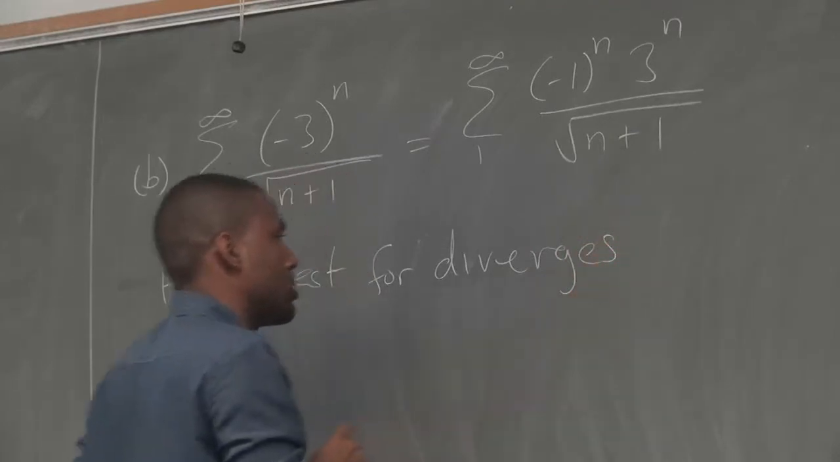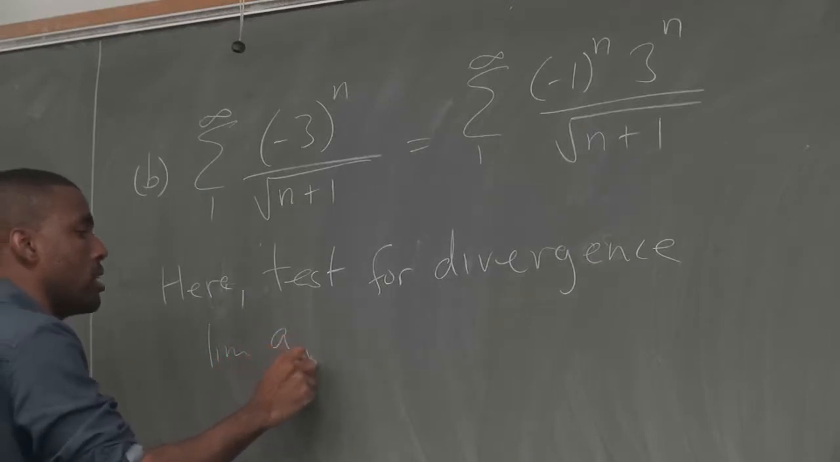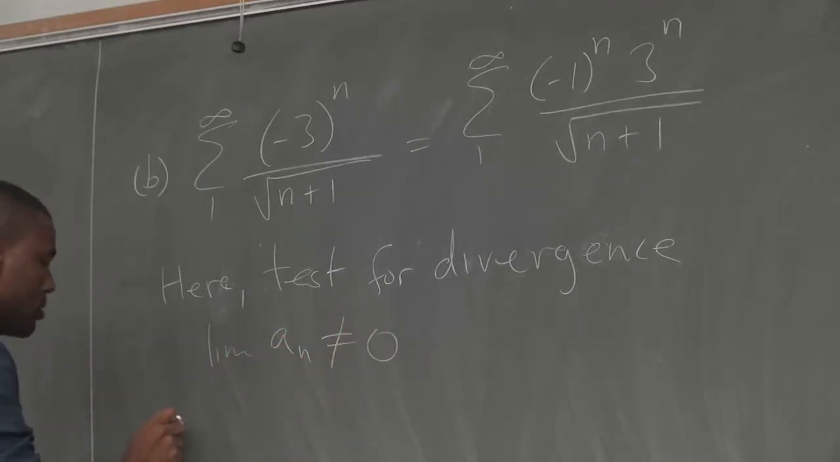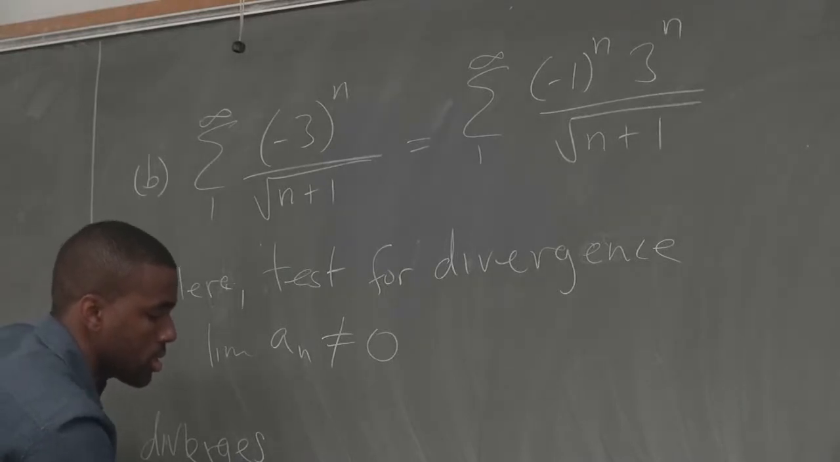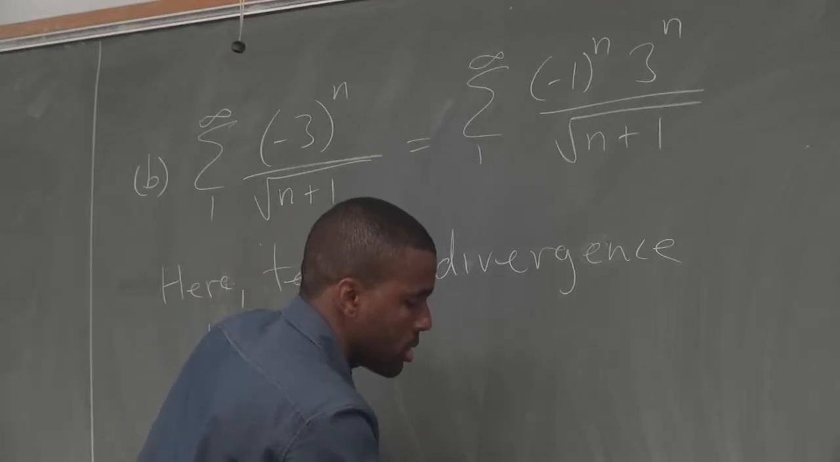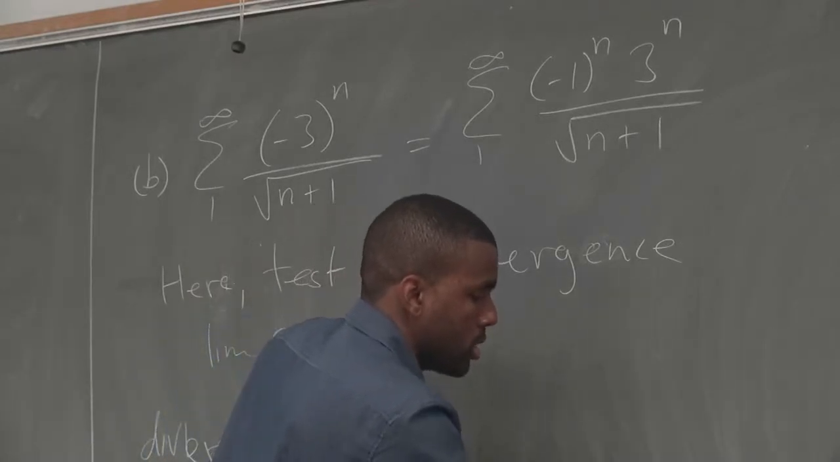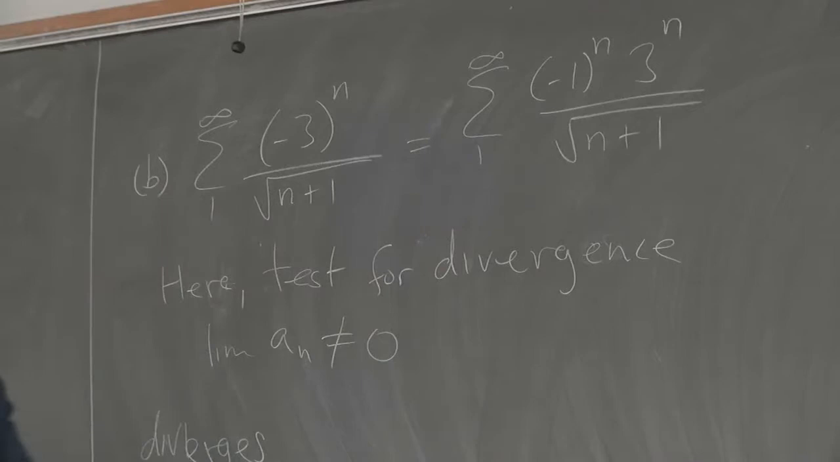Here, it's even simpler than that. Test for divergence would also work. The limit of a_n is not equal to 0, so it diverges. So you can use the test for divergence to show it diverges, or you can say since a_n is not decreasing, it diverges by the alternating series test. So it's not unheard of to have several ways to prove something diverges.